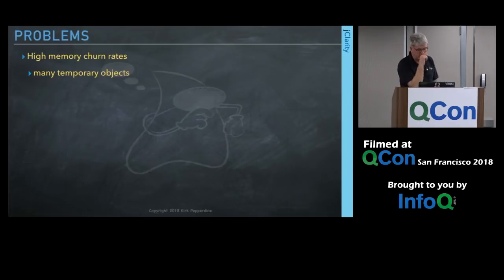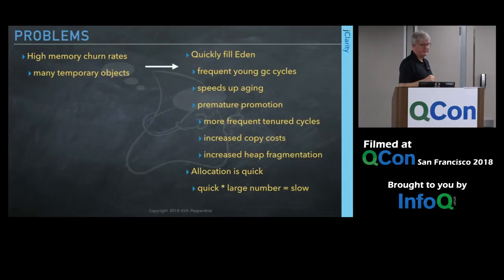Okay, so what are the problems we run into? Well, we have high memory churn rates, many temporal objects. What that's going to do is quickly fill Eden. That means it's going to give you frequent young GC cycles. And it also has this other side effect, which is kind of a strange one. We have two different ways of aging data.